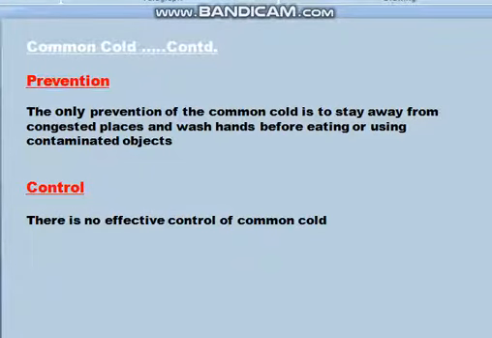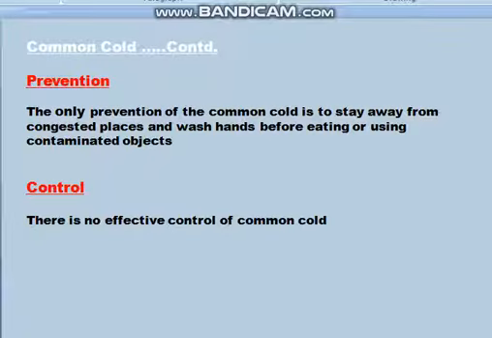So how to prevent the common cold? The only prevention of the common cold is to stay away from the congested places and wash hands before eating or using a contaminated object. We can prevent common cold by staying away from congested places, because in congested places there is a possibility of some infected persons, and we should always wash hands before eating or using a contaminated object.